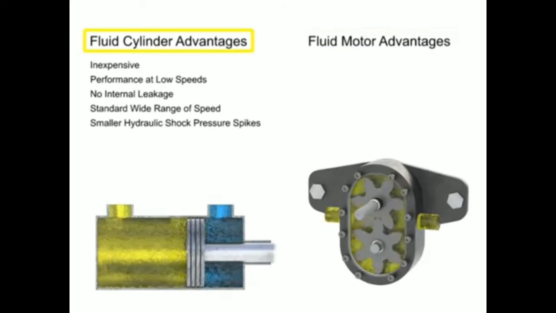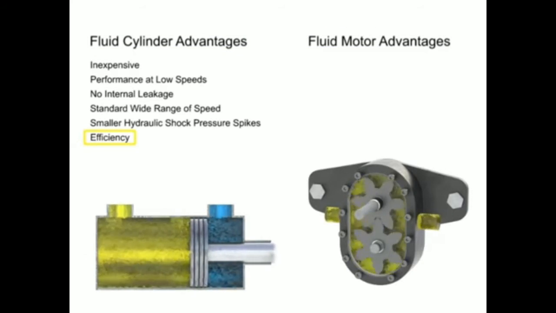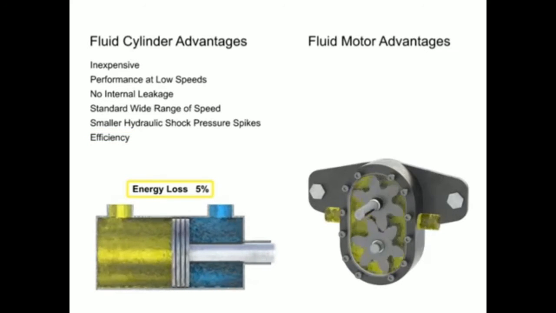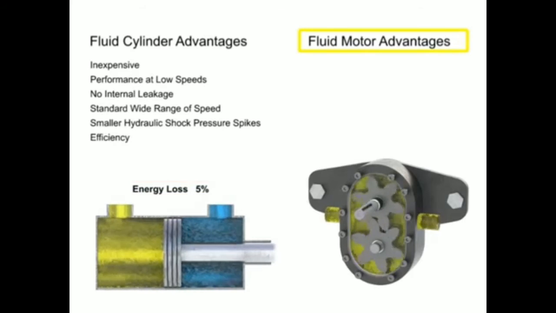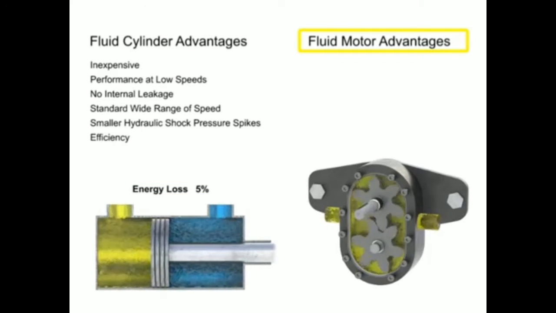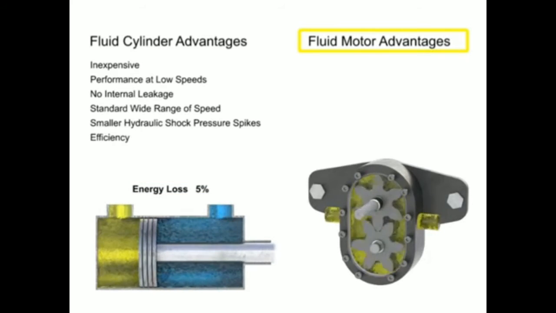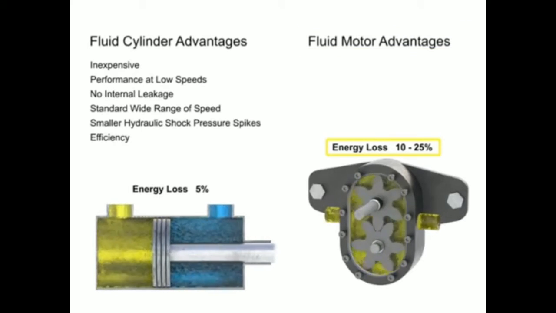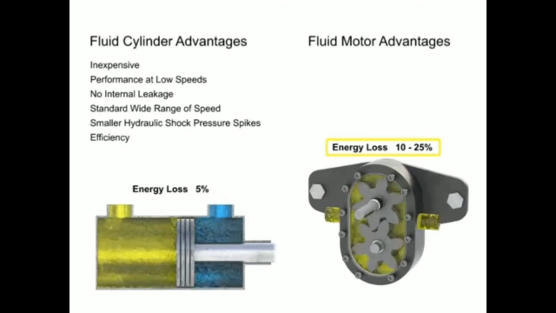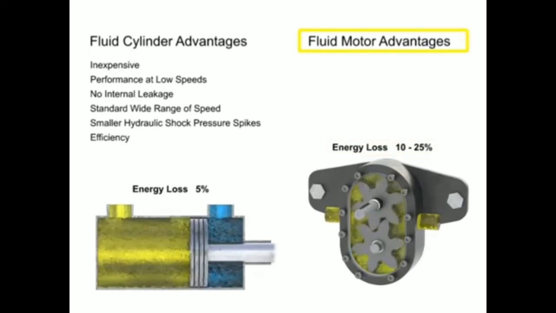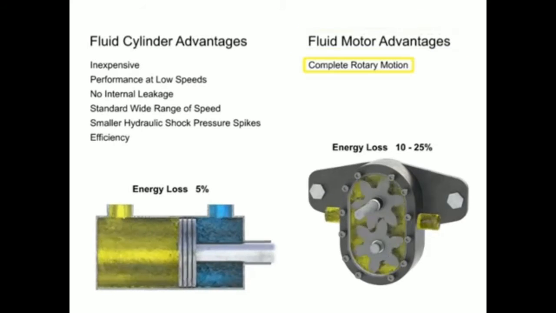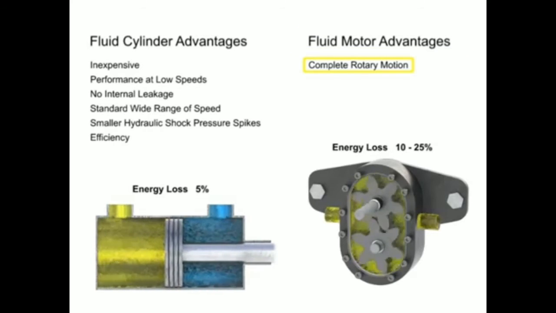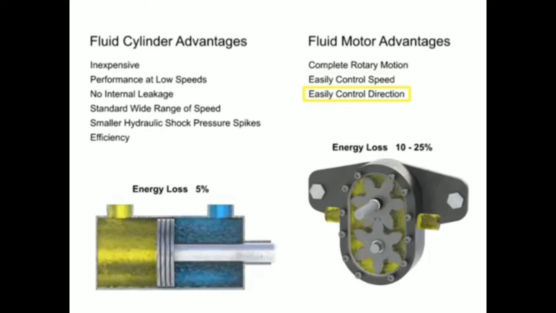Finally, cylinders are much more efficient than the typical fluid motor. Energy loss can be held to about 5% in a well-constructed cylinder. But fluid motors or pumps experience power losses from fluid leakage and friction within the device. These losses can be anywhere from 10 to 25% of the input power. However, despite all of these setbacks, fluid motors are advantageous due to their complete rotary motion and the ease with which their speed and direction can be controlled.